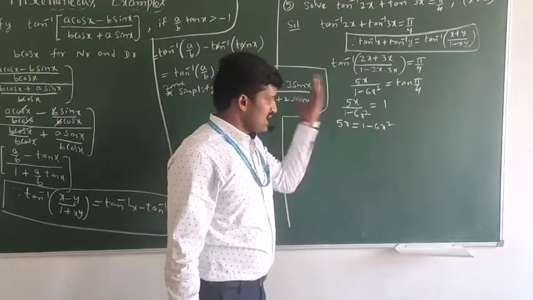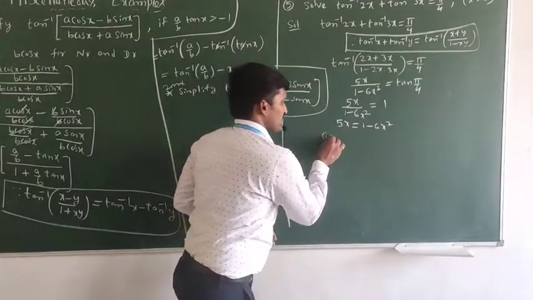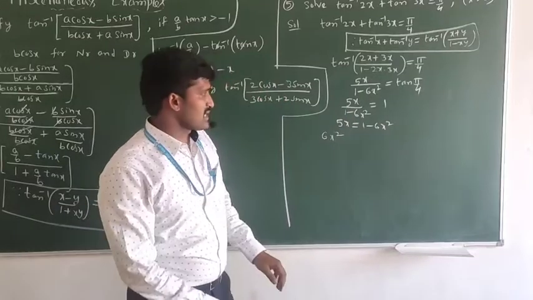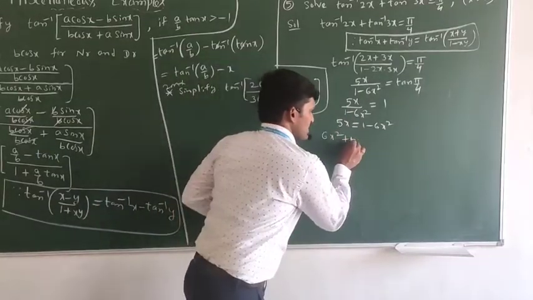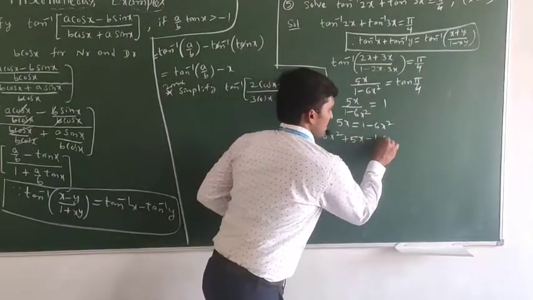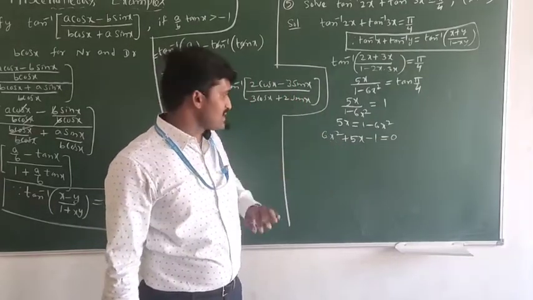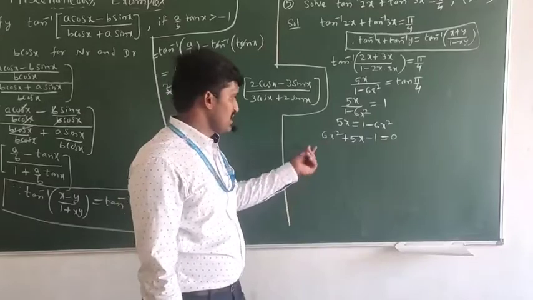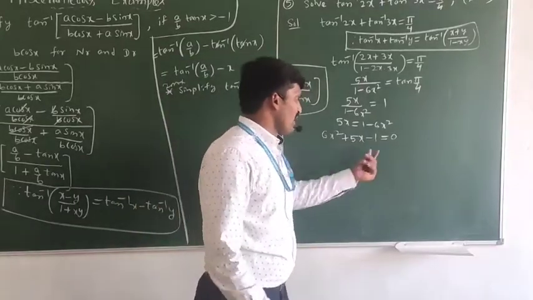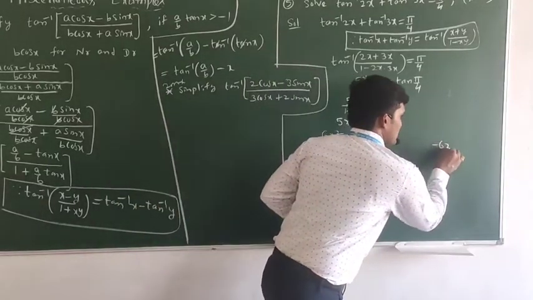Take these two terms to the left side. Now minus 6x square becomes plus 6x square. Already plus 5x is there. Plus 1 becomes minus 1. It is clearly a quadratic equation. We need to factor this. What are the factors you will get? 6x square into minus 1, that is minus 6x square.